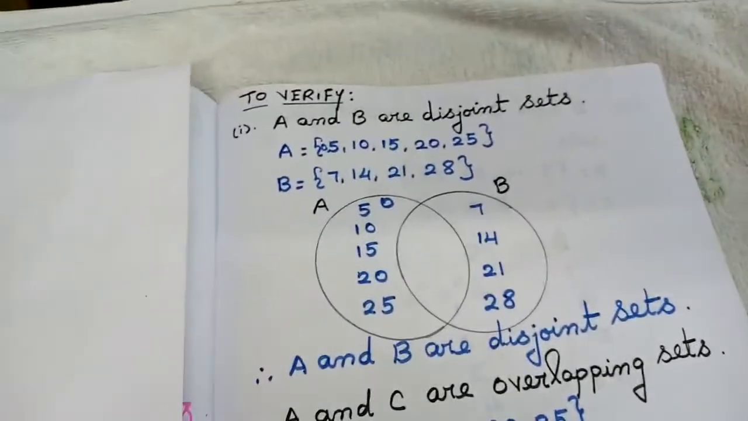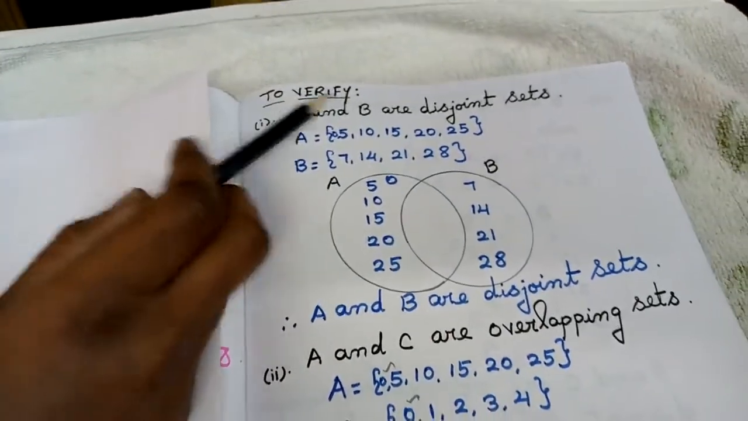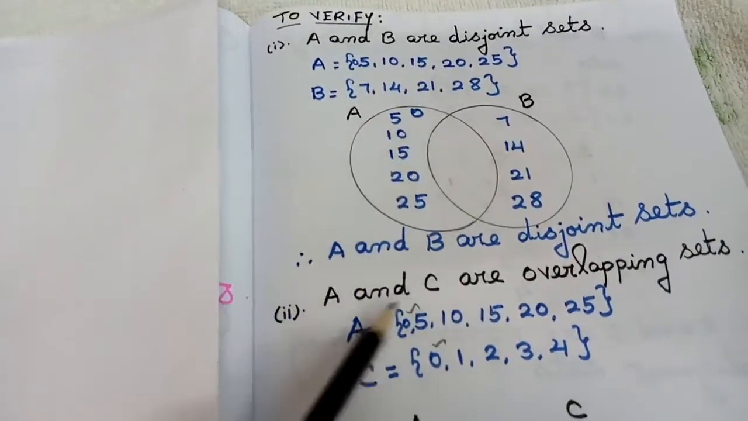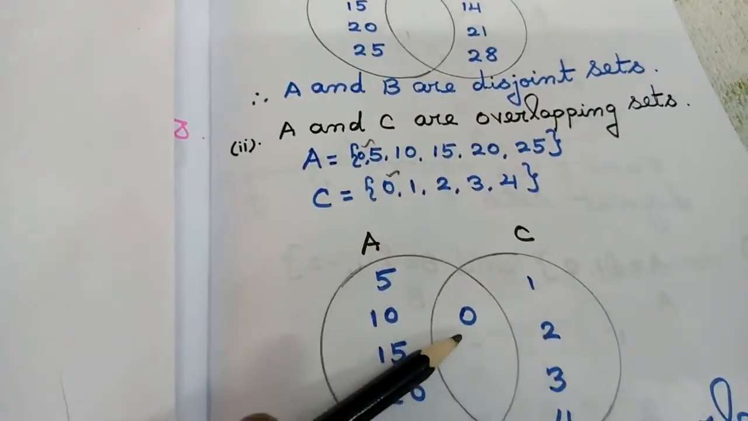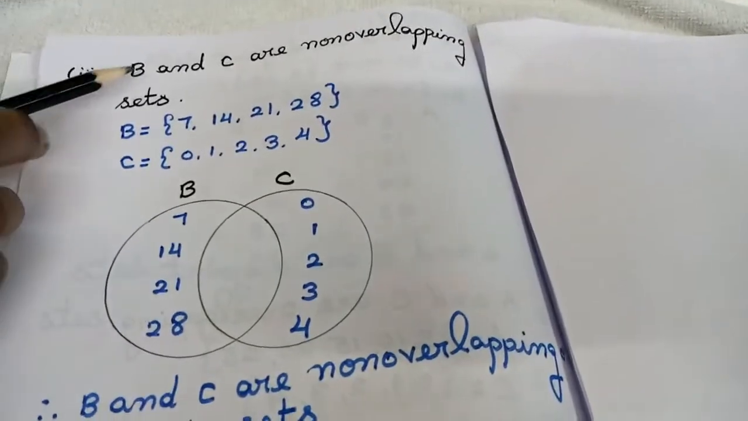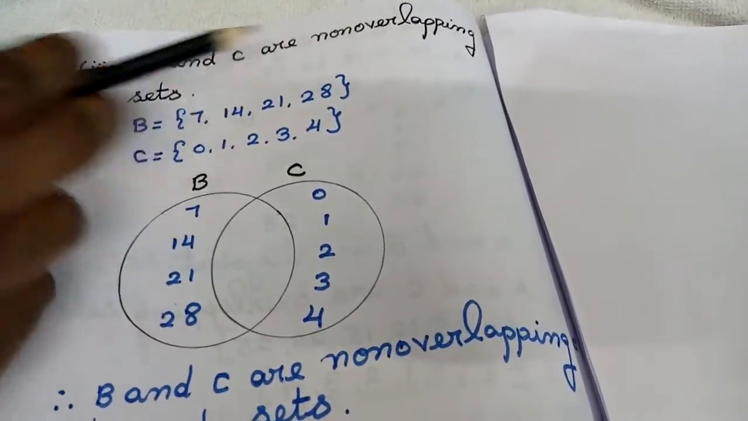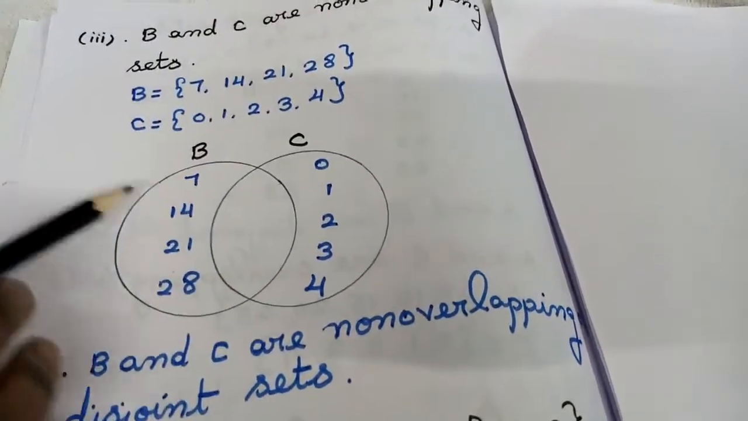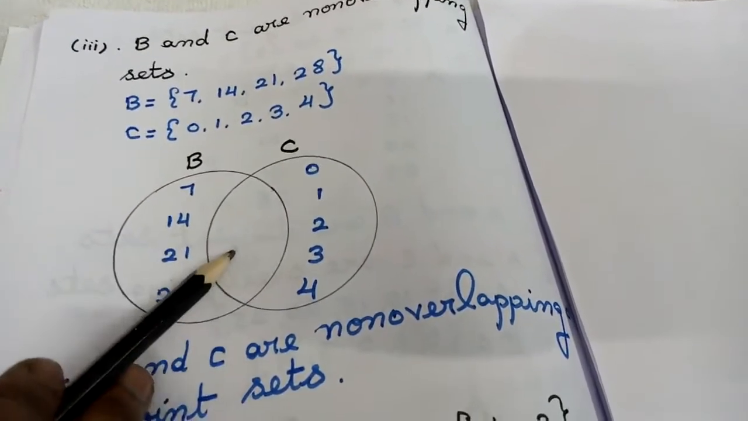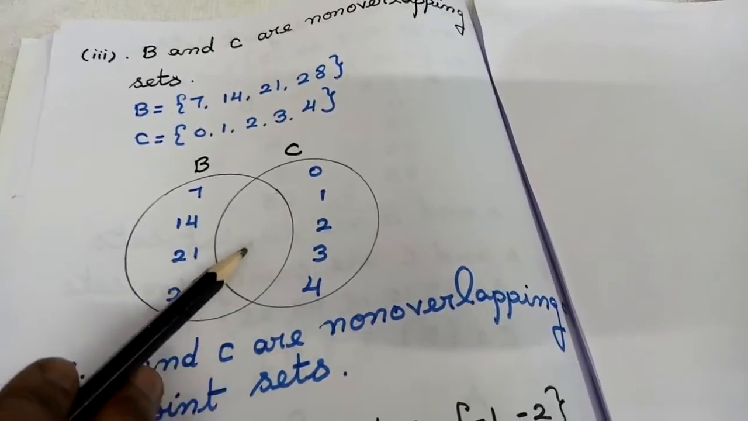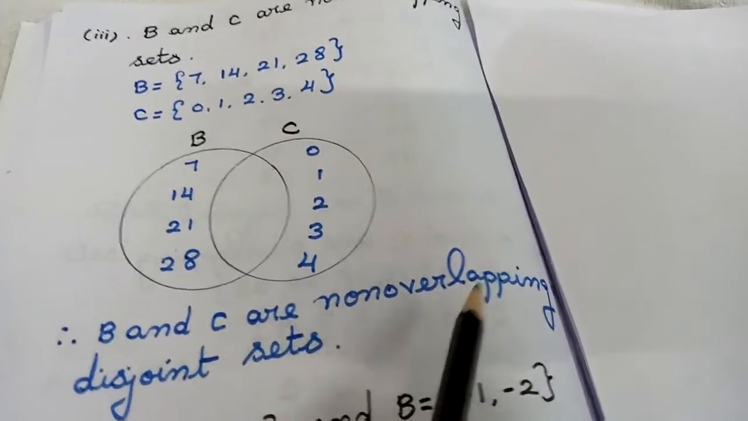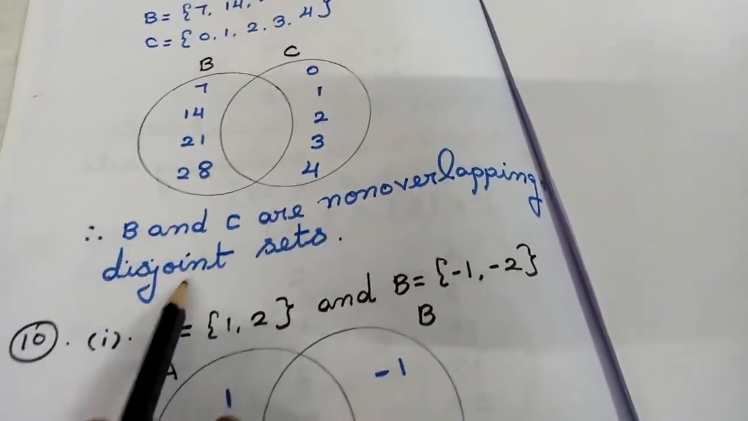The next thing I am going to do is they are asking you to verify whether A and B are disjoint sets. Disjoint means you will not have anything common here. A and C overlapping means you will be getting a common element here. You are going to try the concept here, students. Third question, B and C are non-overlapping sets. B and C, you are going to draw the diagram and locate the values. If you see, you are not having any common element between B and C. So, since I am not having a common element here, B and C are non-overlapping or disjoint sets.